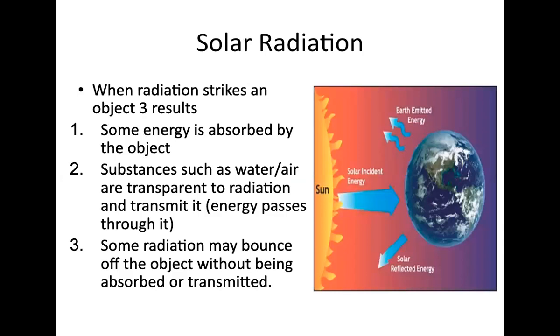Okay, something a little more specific is solar radiation. This is when radiation strikes an object, and there are three results. Some energy is absorbed by the object. Substances such as water and air are transparent to radiation and transmit it, so the energy passes through. And last, some radiation may bounce off the object without being absorbed or transmitted. So some energy is absorbed, some bounces off, and some goes through it.